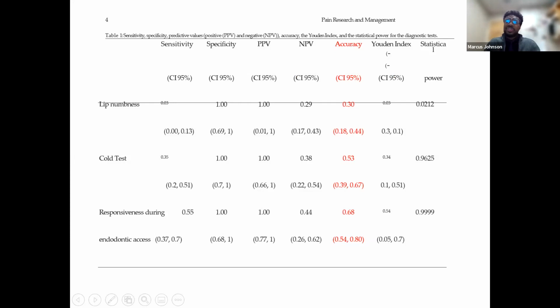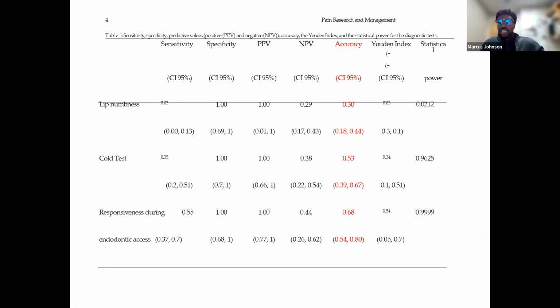Lip numbness, a third of the time, was actually significant in showing that a patient was numb, or actually showing, if you will, the other way, 60% of the time that the tooth was not fully anesthetized. Okay, so showing that the inferior alveolar nerve block had actually failed.